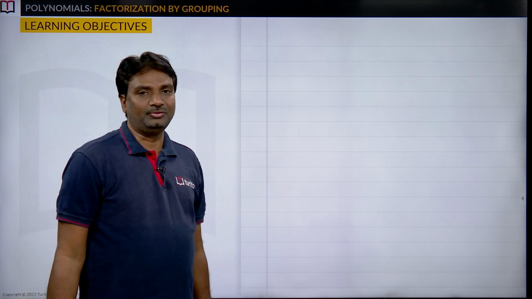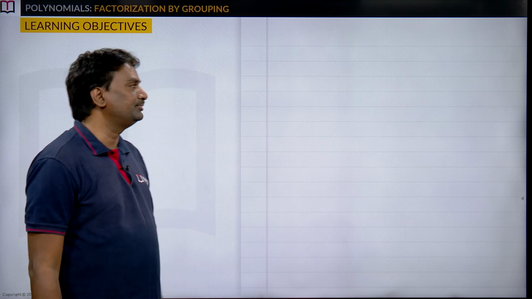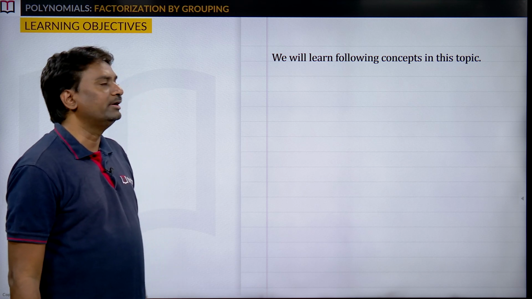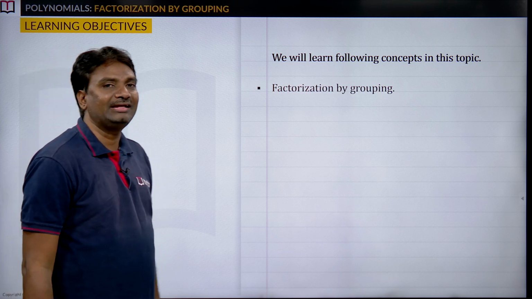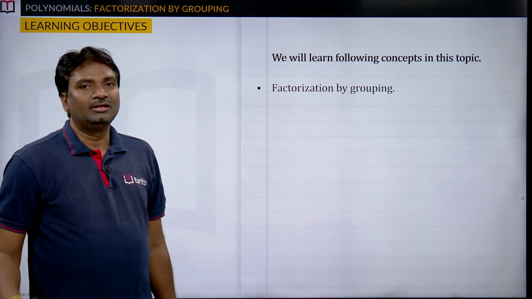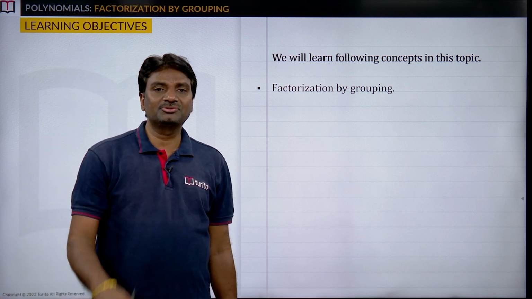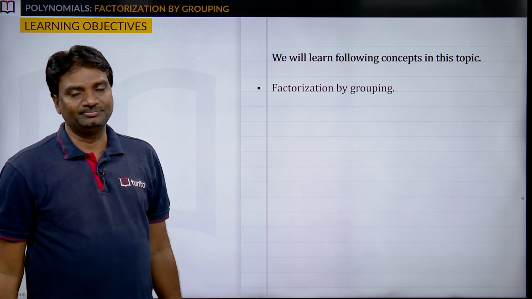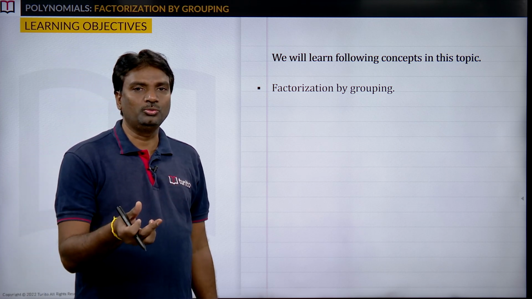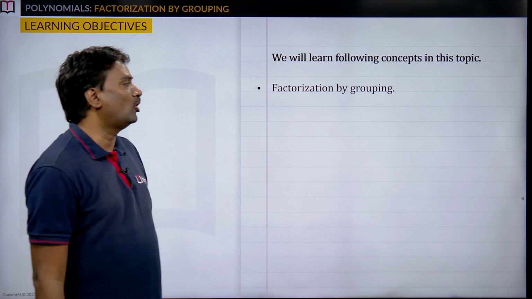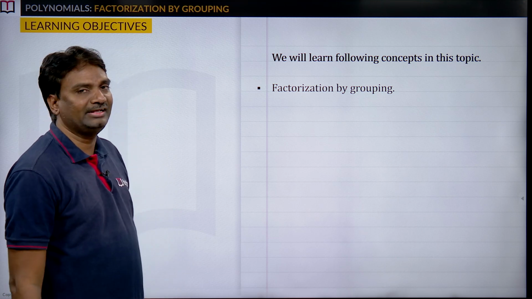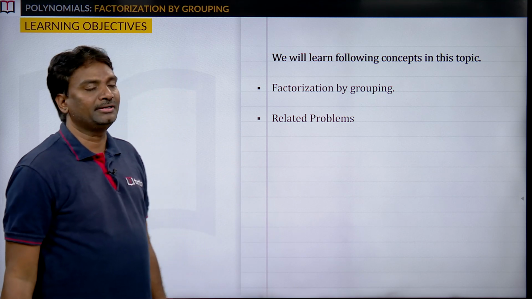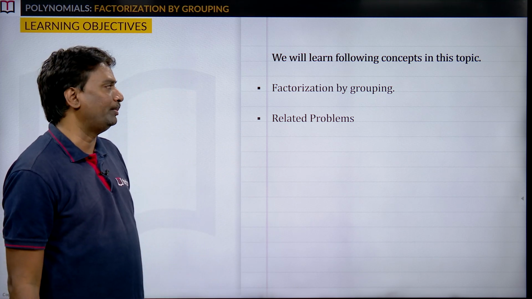Now, the learning objectives, meaning what we are going to discuss in today's class. We will learn the following concept in this topic: factorization by grouping. Sometimes all the terms of the given polynomial may not contain a common term. In these cases, we can group the terms and then take the common factor from each group. That is known as factorization by grouping. After that, we will do some problems related to it.